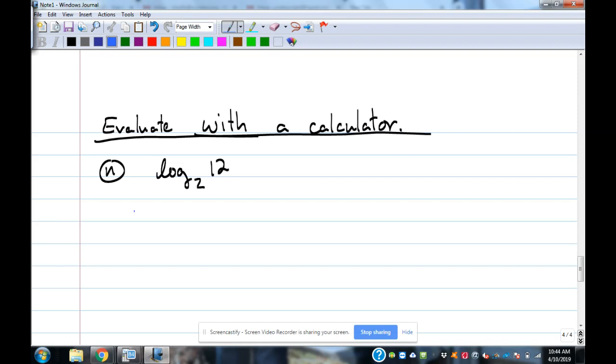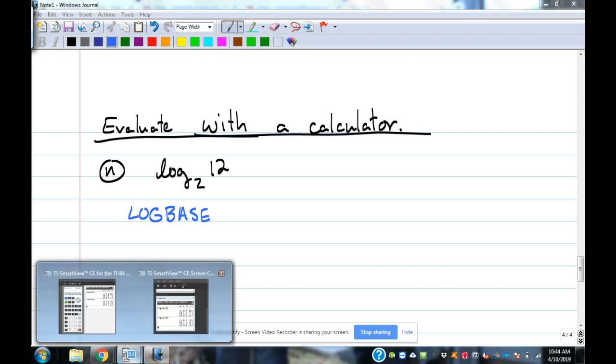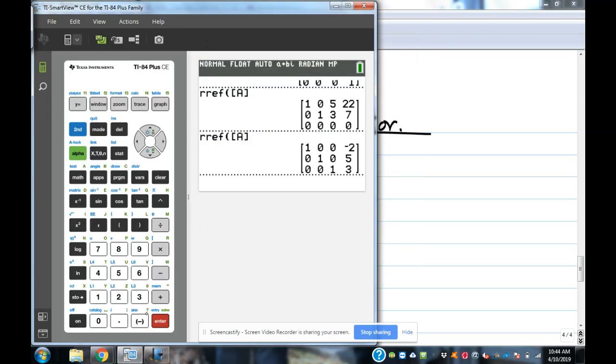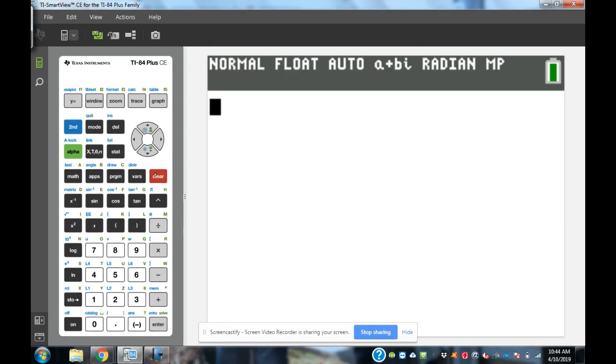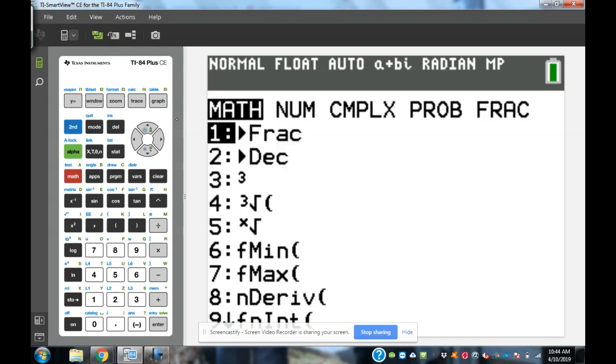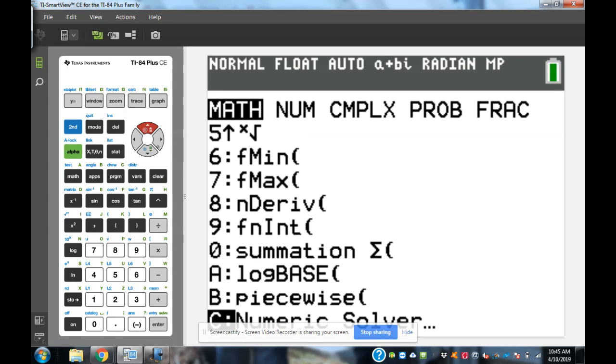One way is using the log base function on your calculator. I'm going to show you how to do that. On the graphing calculator, if you look down the left-hand side, you've got a log button, you've got a natural log button, but this is log base 10 and this is log base E. We're dealing with log base 2 in this problem, so we need to do a different base. So what I've got to do is hit the math button, and then press the up arrow because log base is down at the bottom. And I'm choosing log base. Just hit enter.